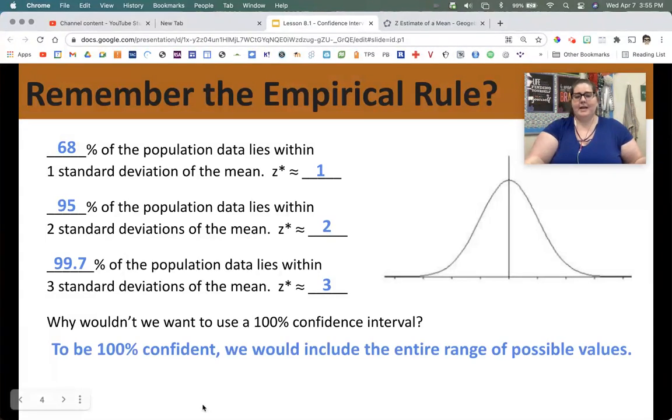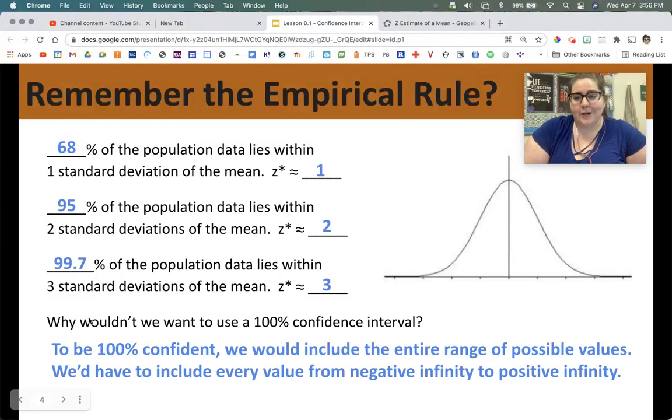is pretty much going to be in an interval that is so wide that it's not helpful anymore. I could say that I'm 100% confident that the average temperature in the US tomorrow will be between negative 80 and positive 120 degrees, but that's not very helpful. I want to know a little bit more specific about that. So being 100% confident is not realistic in real life. So that is why we focus on using kind of more realistic confidence levels.